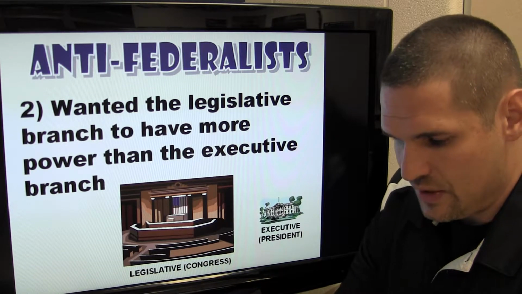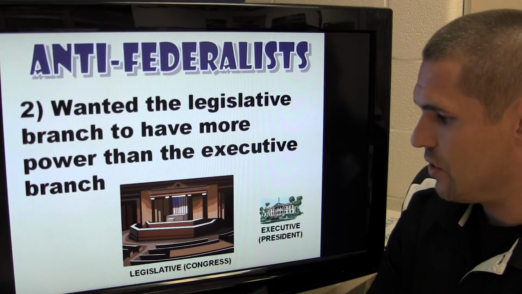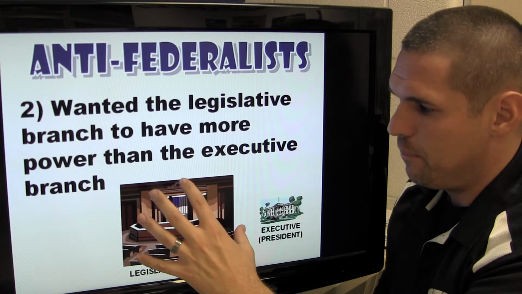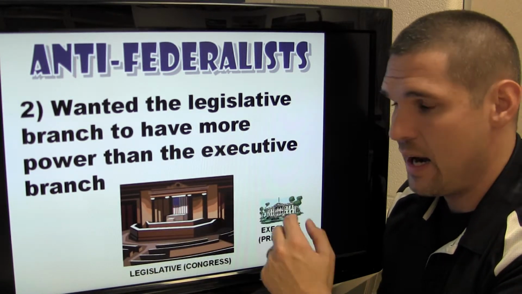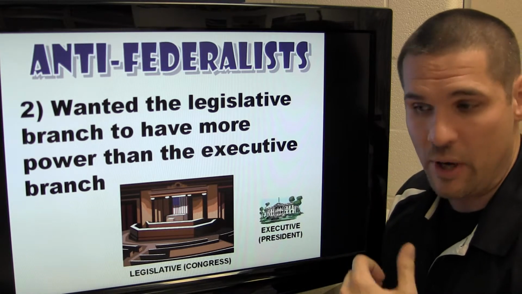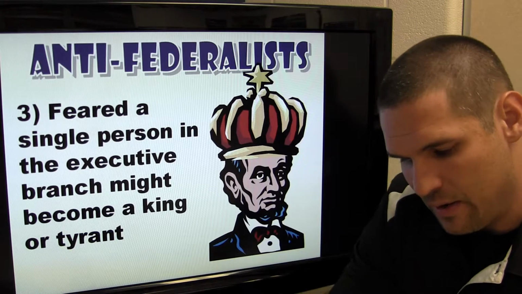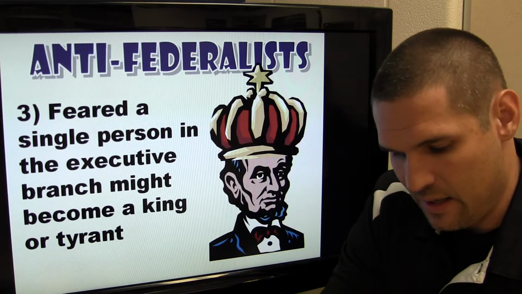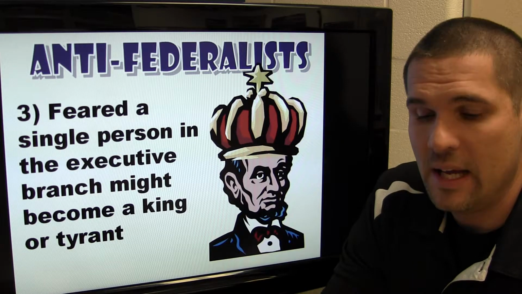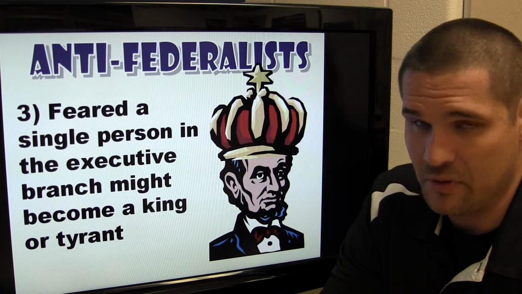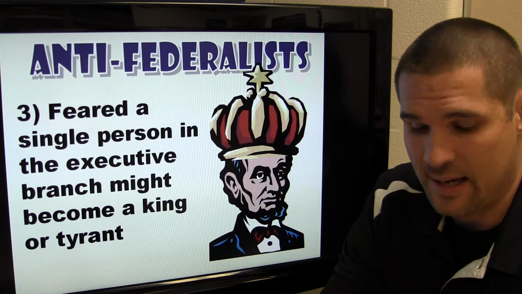And argument number two is they wanted the legislative branch to have more power than the executive branch. So there'd be more power and persuasion here in Congress than, say, the executive branch or even the judicial branch. The Anti-Federalists feared that a single person in the executive branch might become a king or tyrant or become too powerful and get away with things that they shouldn't be able to. The Anti-Federalists wanted a group of presidents to run the executive branch.